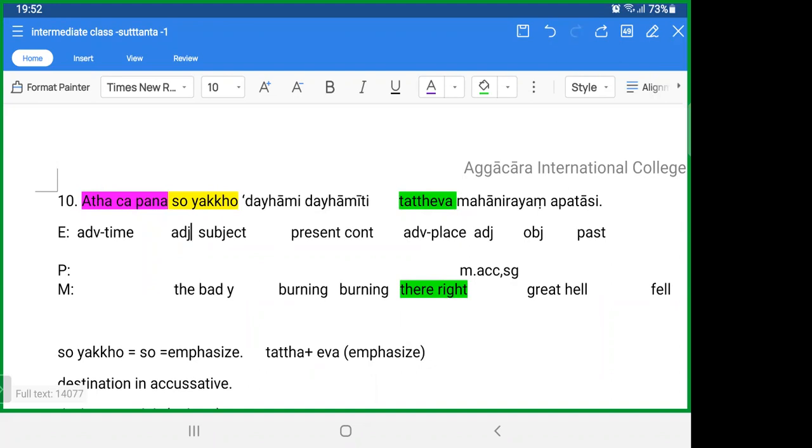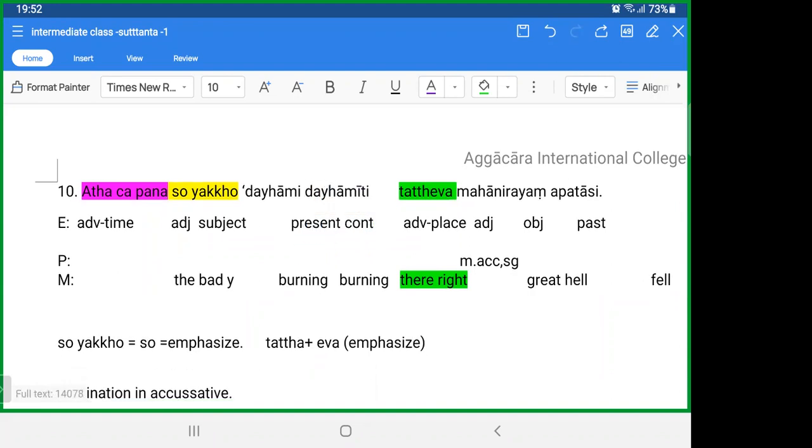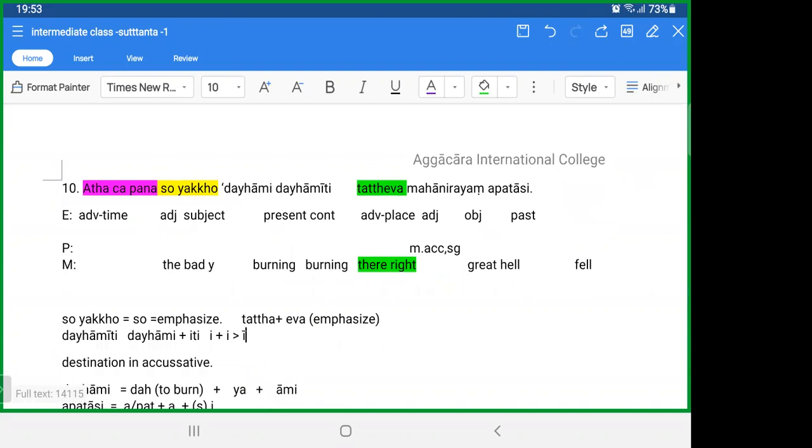Now there's another one here, this iti. This iti is ta plus i, so i and i here. So you can also learn some sandhi: i and i become long i. All right. So what's the meaning of this iti here? End quote. The end of the quote, the quotation.